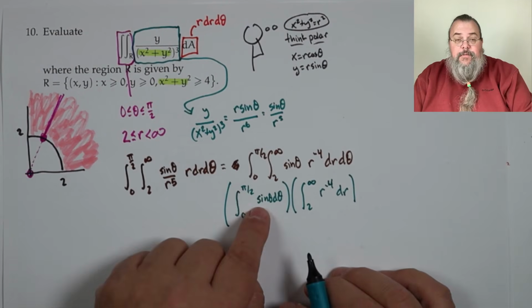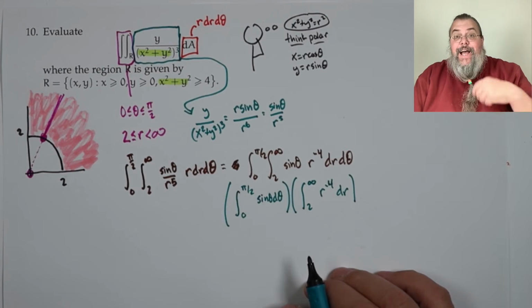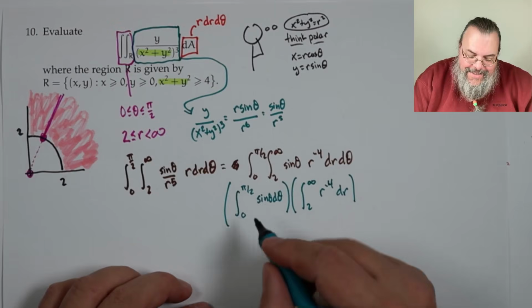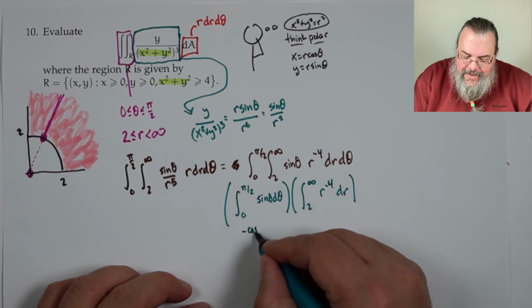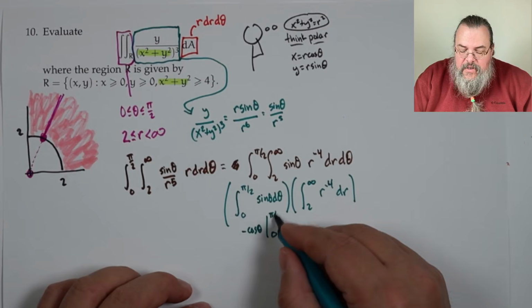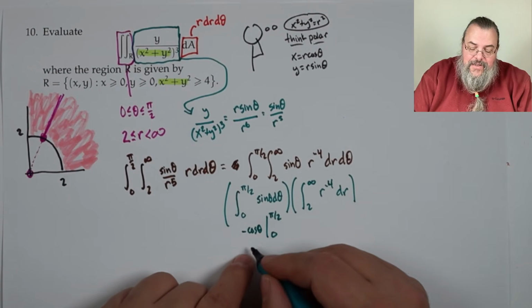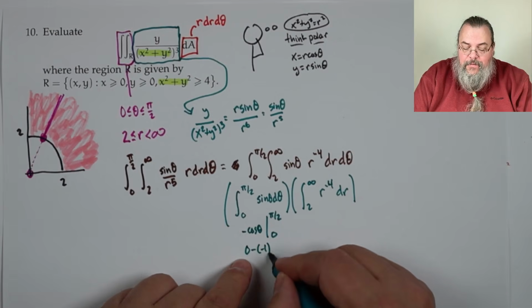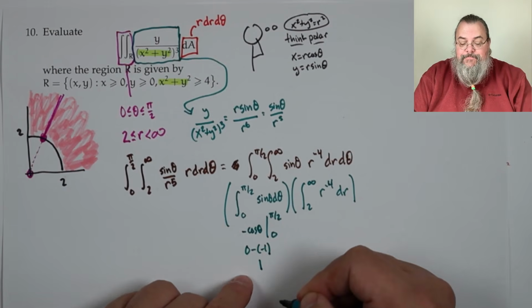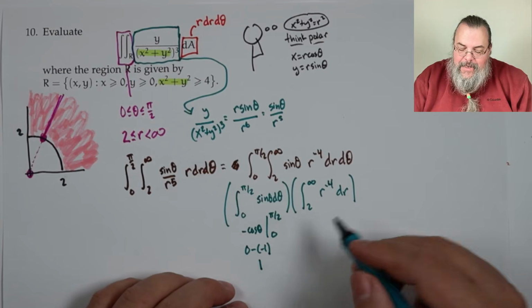All right, let's start with the integral of sine. Integral of sine is negative cosine. Yeah, I know. I get thrown off by that one too. And we're going from 0 to pi over 2. When you plug in pi over 2, cosine of pi over 2 is 0. So you really get 0 subtract negative 1, which is 1. Okay, so this is 1. Good. How about here?